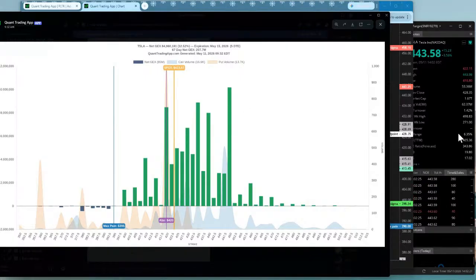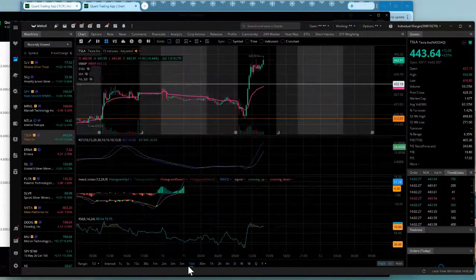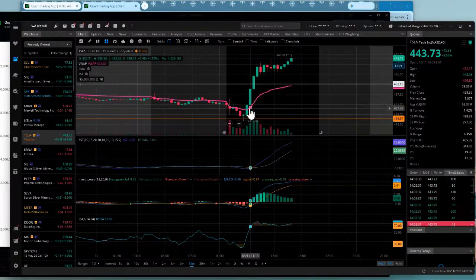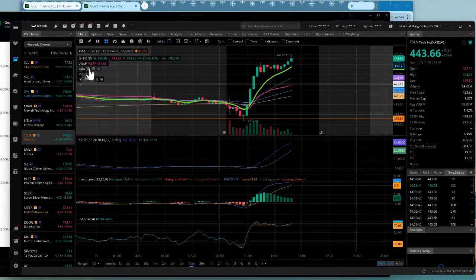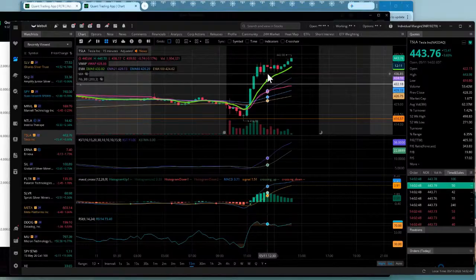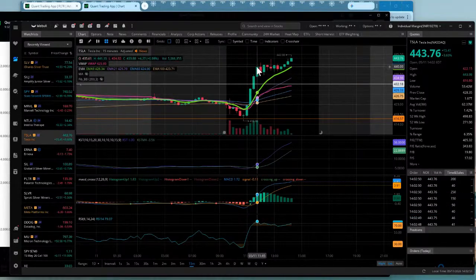And then when we had a nice support system right here, I was like, that's it. I turned my back for a couple minutes and turned back, and we're already running. That was frustrating. But anyway, once we got in, we were able to capture a good 10 or 15-point move on the way up to this resistance.